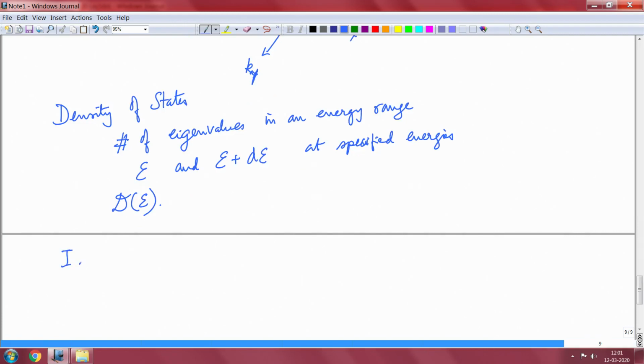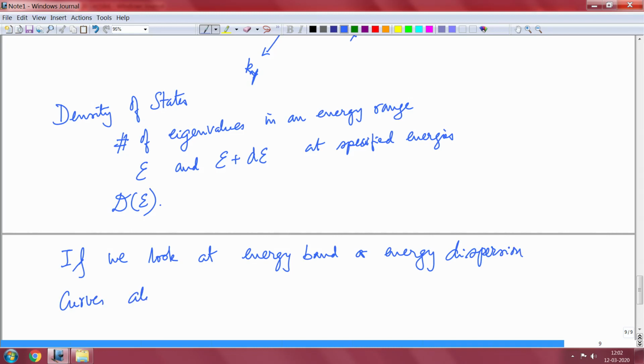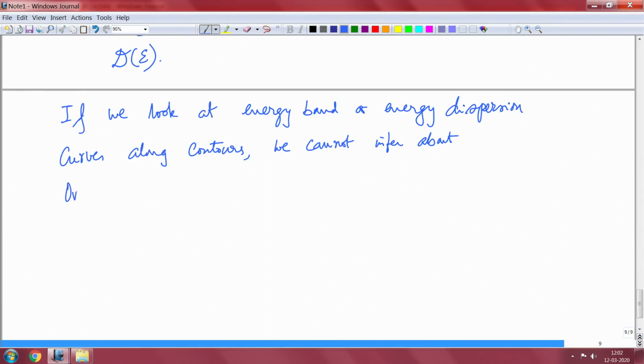That is, if we look at energy dispersions, energy band or energy dispersion curves along contours, we cannot infer about overlap of bands, or band gaps definitively.